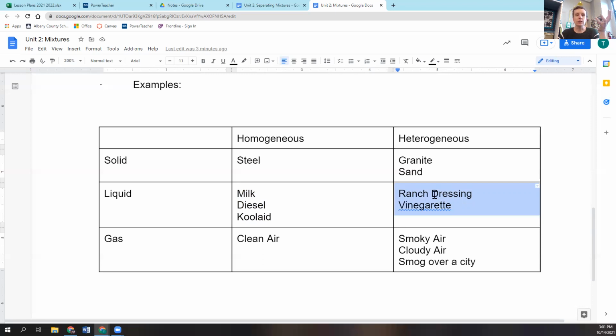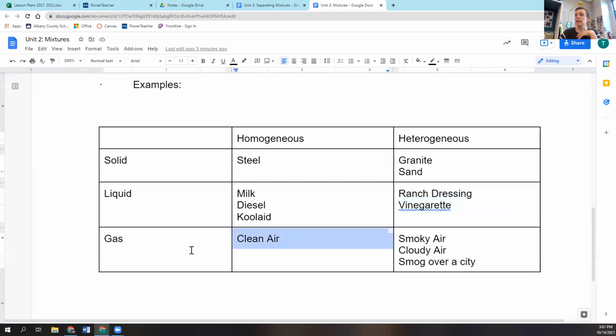A vinaigrette usually has the oil and the vinegar at the very minimum. And then if it has spices or garlic or anything in there too, you can see those floaties in the dressing. And that's a heterogeneous liquid mixture. Really, oil and vinegar by themselves would be a heterogeneous mixture, because the oil separates from the vinegar. So you have those two layers.